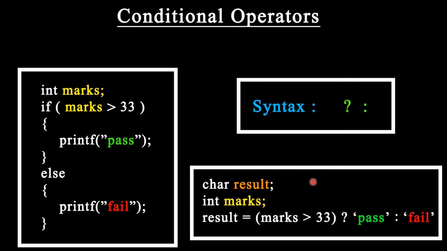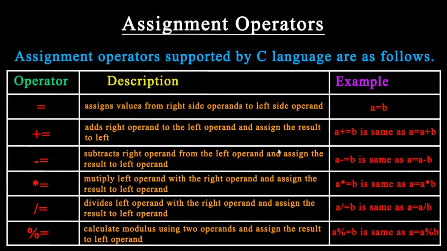So now let's move on to our other operator, which is the assignment operator. C supports the following types of assignment operators. Our first assignment operator is the equals operator. What it does is it assigns values from the right side operand to the left side operand.